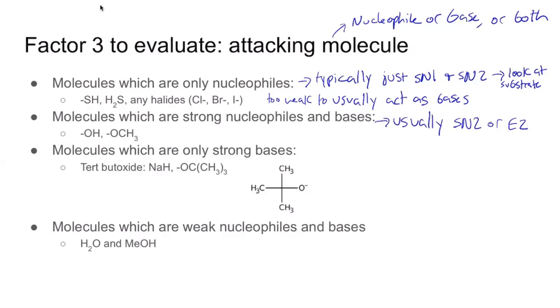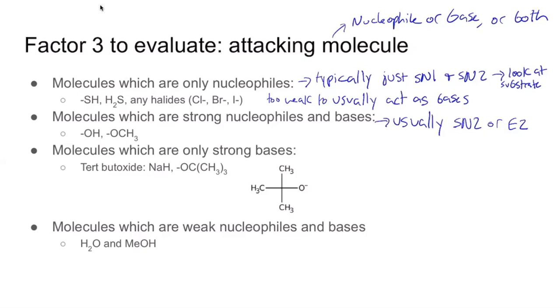Now, you might be wondering why I said usually SN1, SN2, or E2, and I didn't put SN1 or E1 here. And that's because generally, if the steric constraints are met, a faster reaction without an intermediate is going to dominate over a slower type of reaction that does have an intermediate. So that's why the stronger bases and the stronger nucleophiles, or the molecules that are both, normally do those concerted reactions.